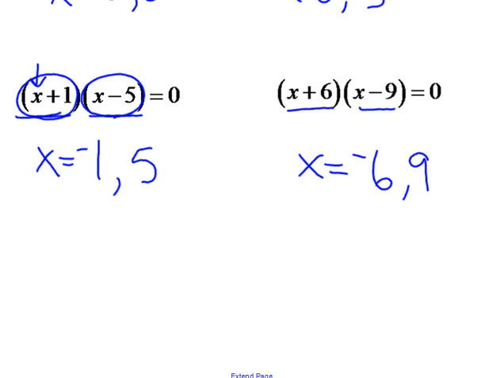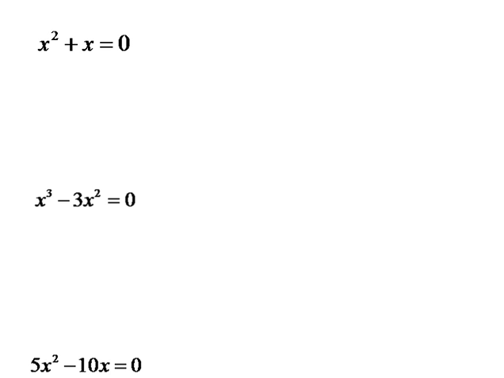So now we need to look at how we get it into that factored form. Each one of these has been in factored form to start with. When we look at this first equation, it's not in factored form because there's still all this addition. So we look and say, is there a common factor? Yes, there's an x in both terms. So if we factor out the x, we get x times x plus 1 equals 0. Since we're down to just x plus 1 in the parentheses, we're done factoring. There's nothing else we can do with that.